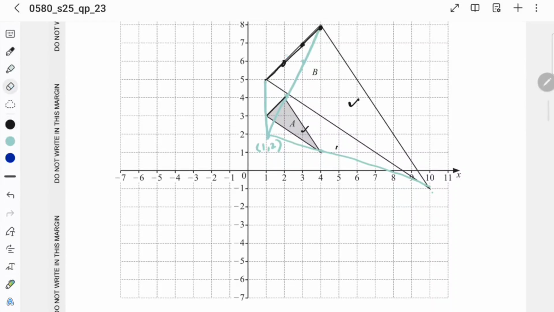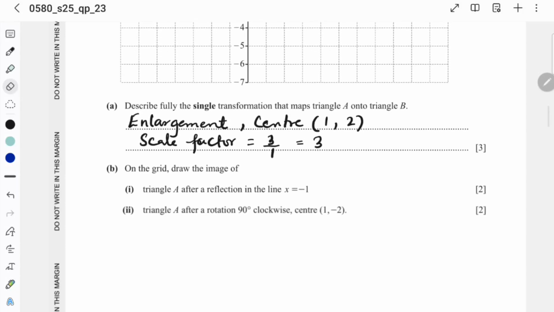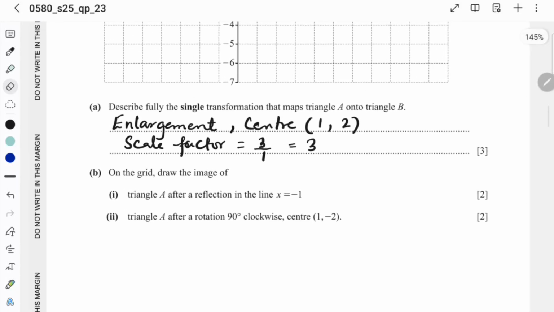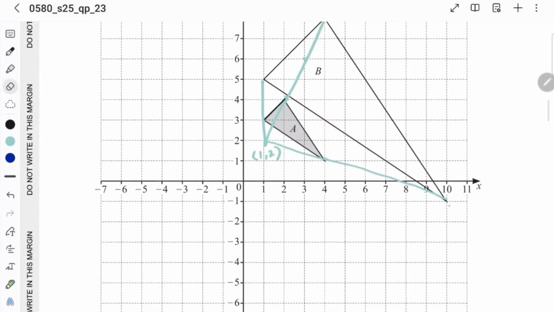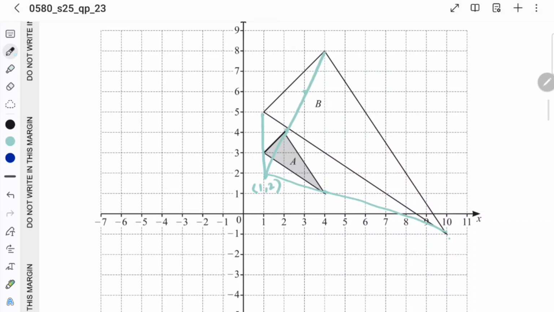Now move to the next part of the same question. On the grid, draw the image of triangle A as a reflection in the line x equals -1. x equals is always a vertical line. Just draw a vertical line over there at x equals -1. This is x equals -1. Now we have to draw an image on the other side. So how much is the distance from the line of reflection? You will have to count the same distance.